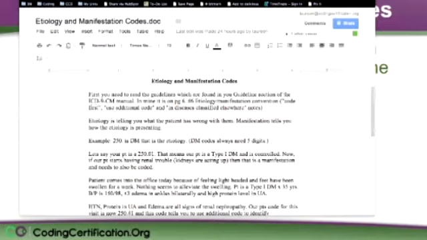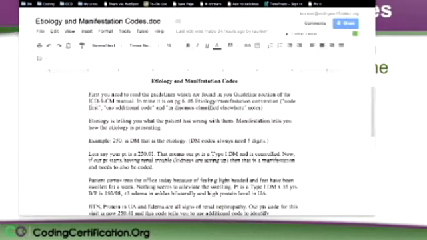Keep in mind, diabetes codes always have 5 digits, the 250. So they do trick you on the test sometimes and leave one of those digits off. Okay, so let's say our patient is 250.1. That's a type 1 diabetic, and it's under control.